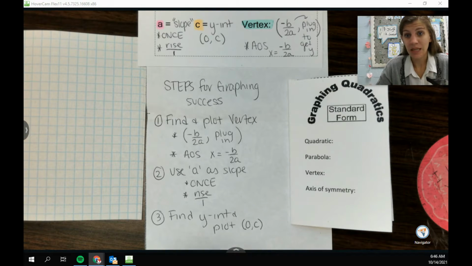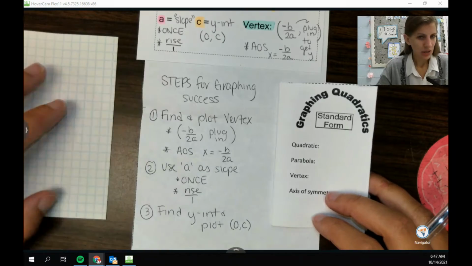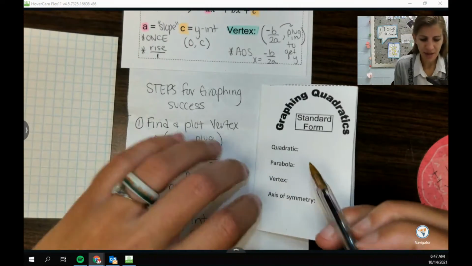So that's kind of what's going to happen with each of our graphs. There'll be one part that's easy and one part that I have to do some math for. So let's jump in and try some.